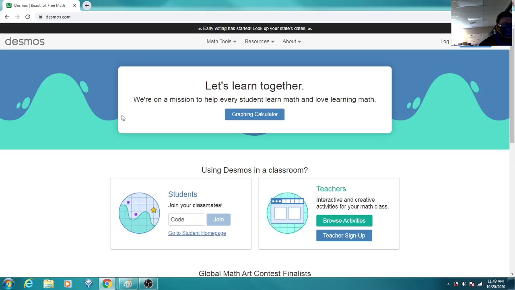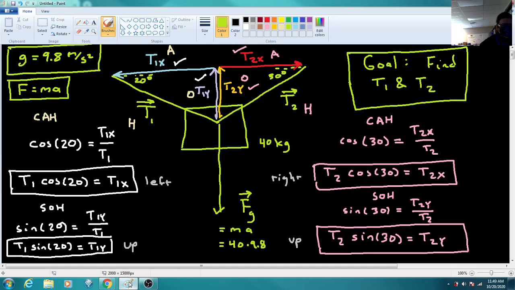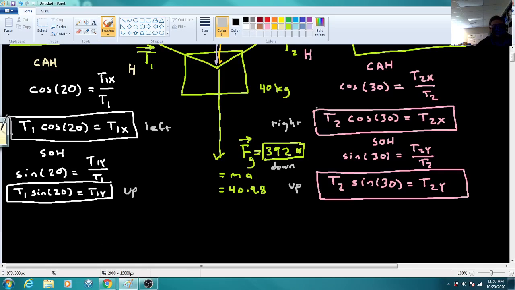And we'll say, all right, 40 times 9.8. And we get 392. So that tells me that the force due to gravity is 392 newtons. And this one right here is pulling downwards. So basically we have two forces pulling up and one force pulling down.